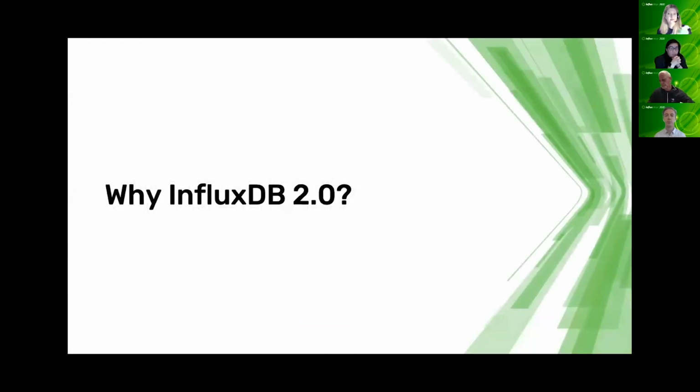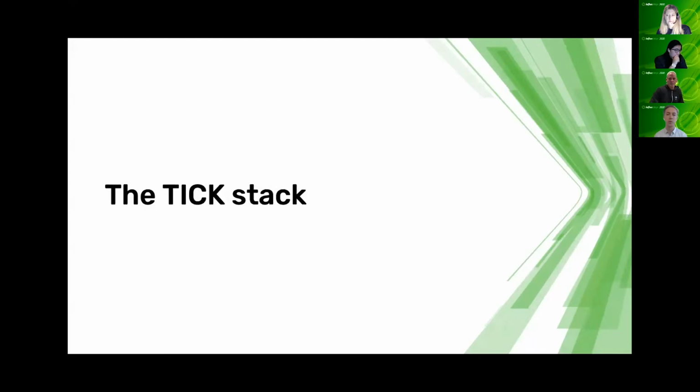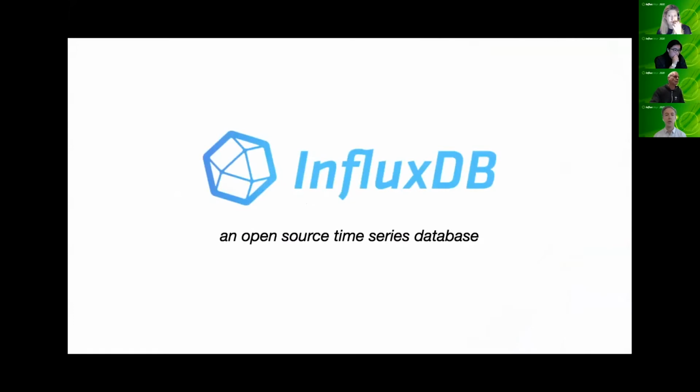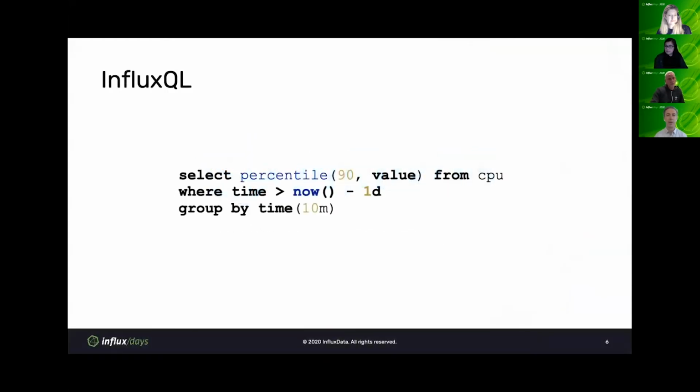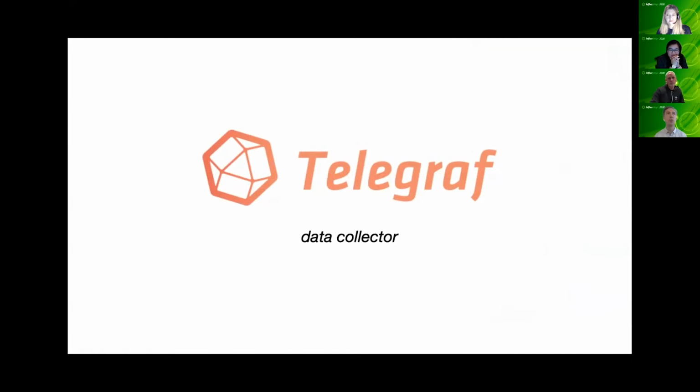Okay, so to start off, why have we been developing 2.0 in the first place? Well, to know the answer to that question, we have to take a look at the historical context, which is looking at the TICK stack, the set of components that we developed for working with time series data. Obviously you have InfluxDB, which was the first part of the stack that we launched the prototype of in November of 2013. It has a query language that looks kind of like SQL, called InfluxQL. The next thing we launched, in June of 2015, is Telegraf, which is our data collector.